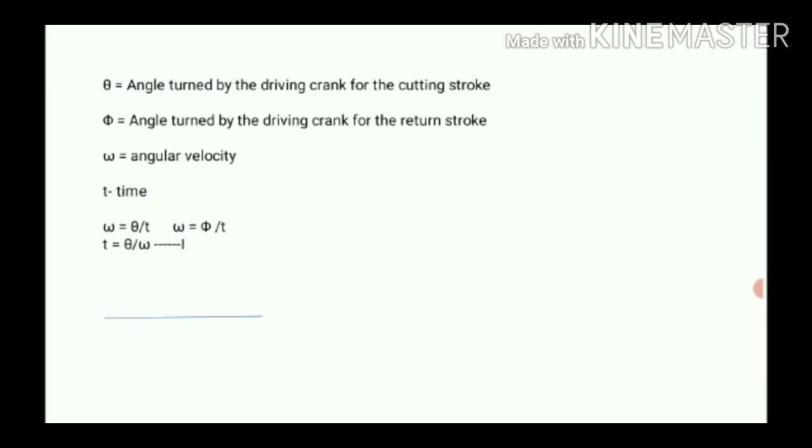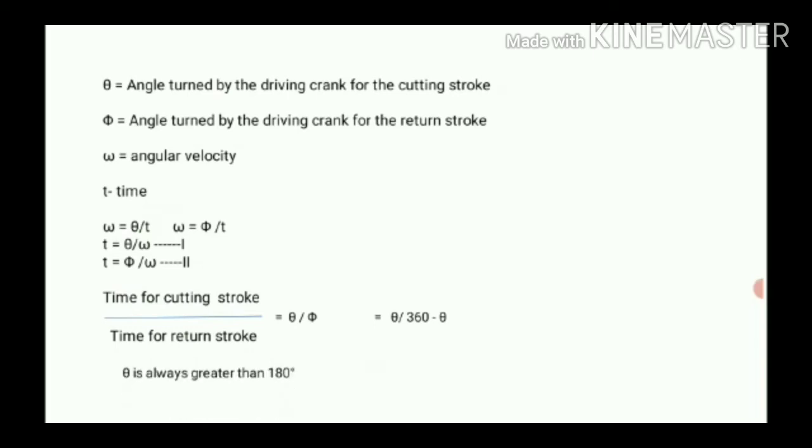So t is equal to what? t is equal to theta upon omega, that is equation 1 for the cutting stroke, and t is equal to phi upon omega for the return stroke. So equation 1 divided by equation 2, that is time for cutting stroke divided by time for return stroke, is equal to what? Omega gets cancelled, and we get theta upon phi. Phi is the total angle 360 degrees minus theta. So theta is always greater than 180 degrees.